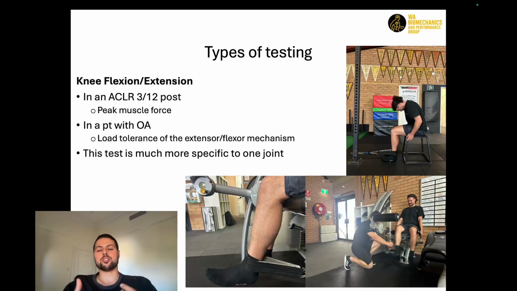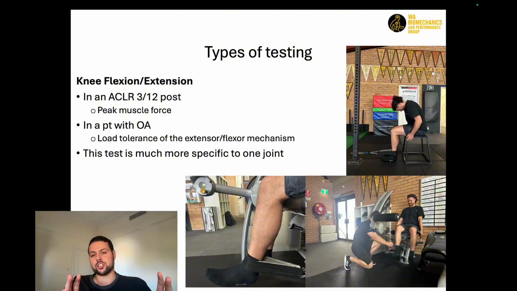So we're a bit more confident we're capturing how much capacity the muscle has to produce force. But then we set up that same test with a patient with arthritis, and that person is saying ow before they get anywhere near their peak force. So now we're measuring load tolerance of the knee extensor or flexor mechanism. See how it's the same test, but you need to clinically interpret it differently.